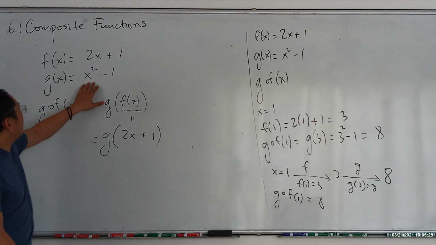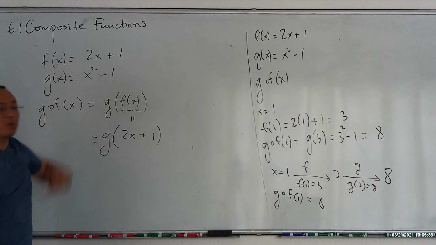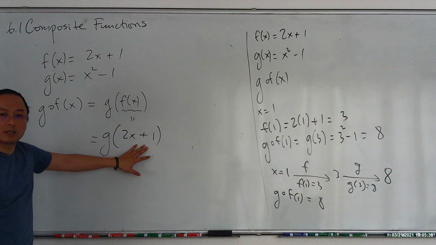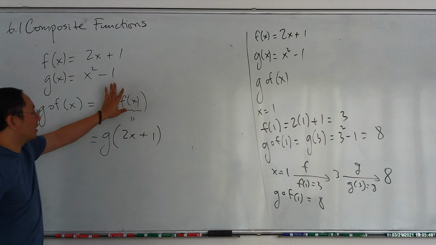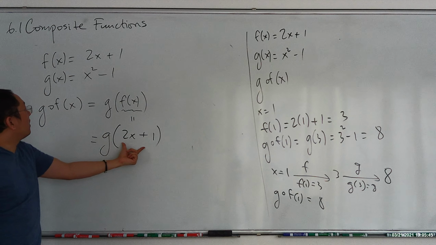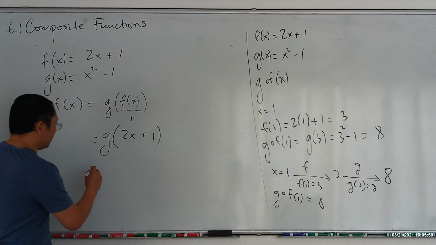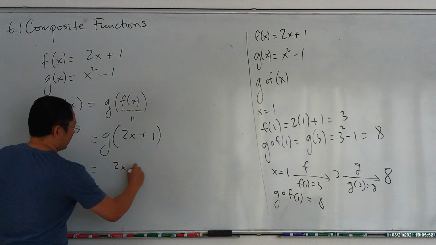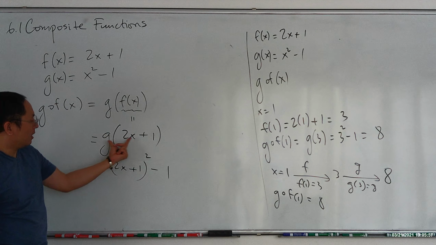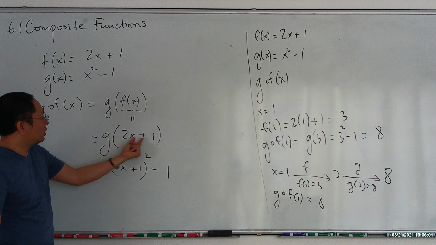And function g right here says: whenever you plug in the input, I'm going to square up the input and then minus 1 will give you the output. Again, the input for g is not a single x. The input for g is the entire function f, which is 2x plus 1. Whenever I have an input, I'll square it up and then minus 1. So I'm going to do 2x plus 1 squared and then minus 1. Because keep in mind, the input for g is not just x, okay? The input for g is, in this case, 2x plus 1.